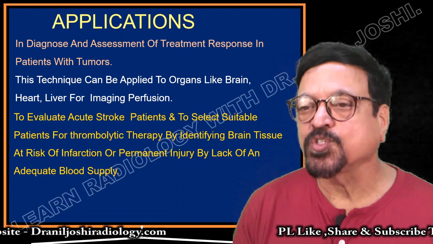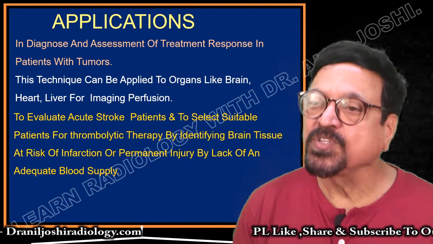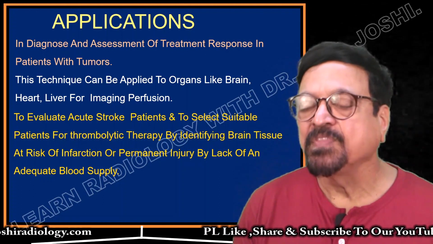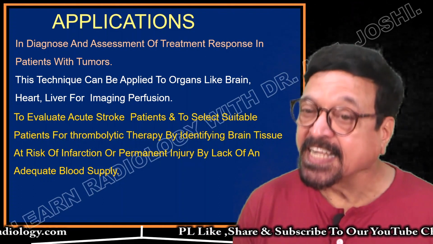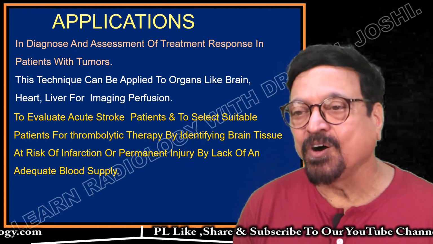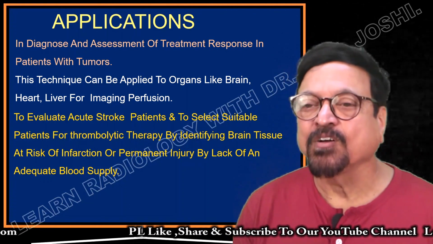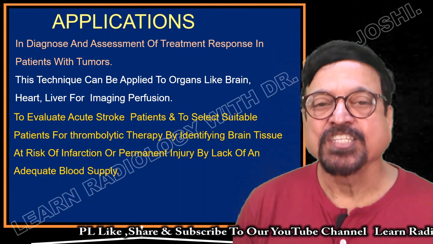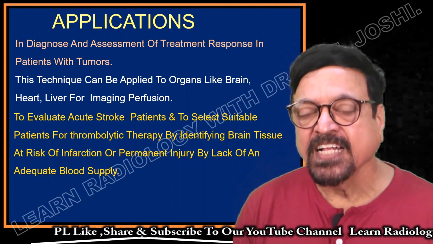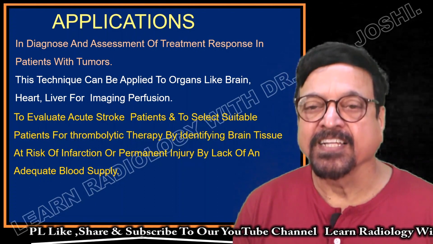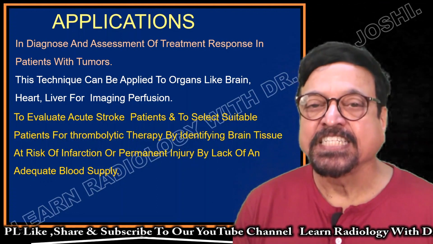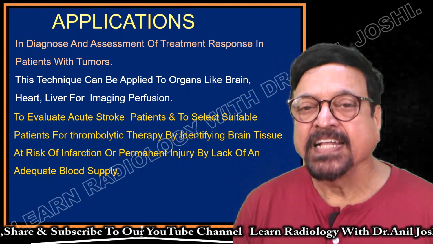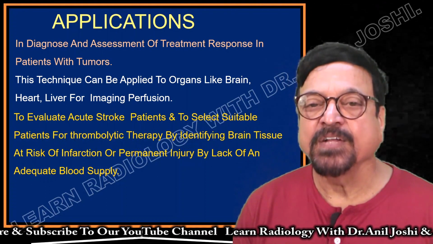It is used to evaluate acute stroke patients and to select suitable patients for thrombolytic therapy by identifying brain tissue at risk of infarct or permanent injury due to lack of an adequate blood supply. What does it mean? When any vascular incident occurs, there will be occlusion of the arterial supply. After that, phases will follow, in which initially there will be only ischemia and then it will get converted into infarct.